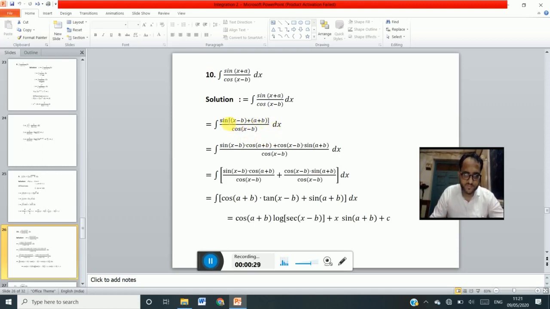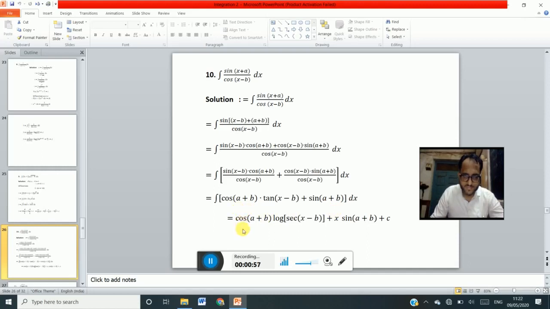Then if we see, we obtain the term in the numerator as sin of a plus b, so that is sin a into cos b plus cos a into sin b. Then separate the terms like this, and sin of x minus b upon cos of x minus b means tan of x minus b, and cos of a plus b is a constant, so it should be outside the integral, and plus cos of x minus b cancels here, remaining sin of a plus b, right?